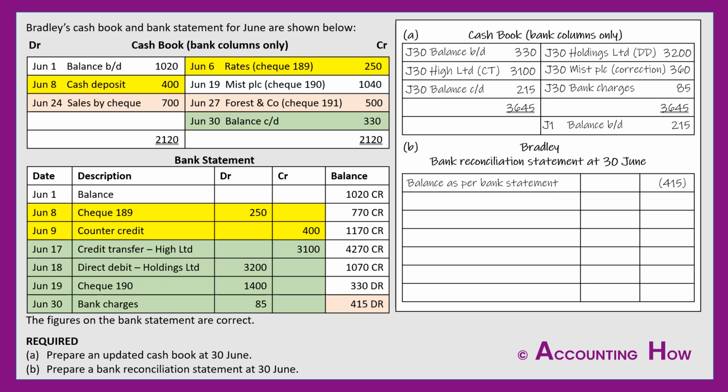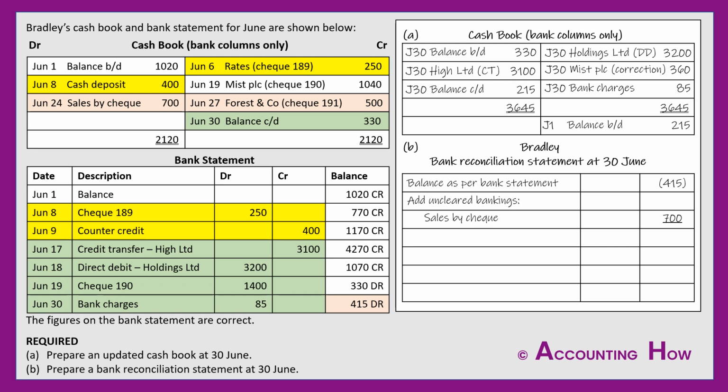And then I'm going to look in his cash book, and on the debit side, we've got these sales by cheque for £700. So the bank doesn't know about that yet. Bradley knows about it. Maybe he's paid it in. It just hasn't quite processed for some reason, timing, things like that, in the bank yet. So when the bank finds out about that, it will increase the balance in the bank by 700.